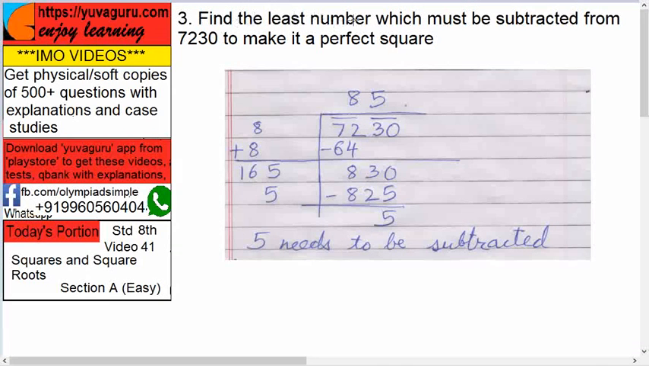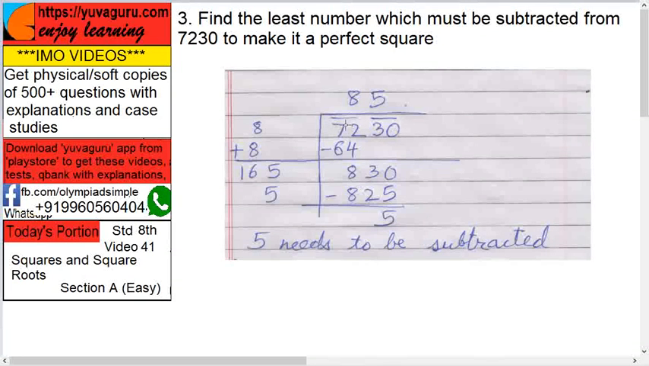Next, find the least number which must be subtracted from 7030 to make it a perfect square. It means this number is not a perfect square. Some number needs to be subtracted from this so that the resulting number will be a perfect square. So find the square root by division method. This we have studied already in 6th, 7th.